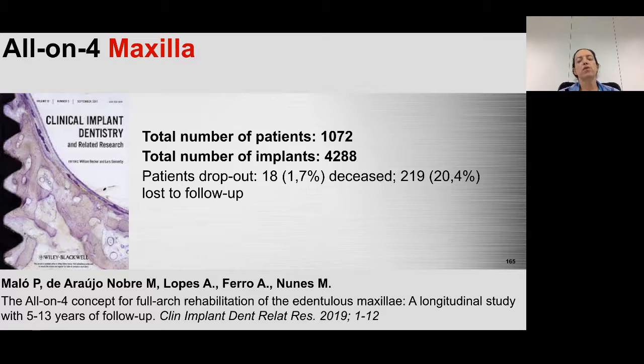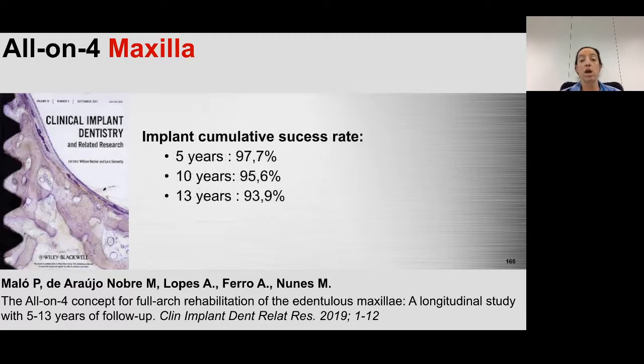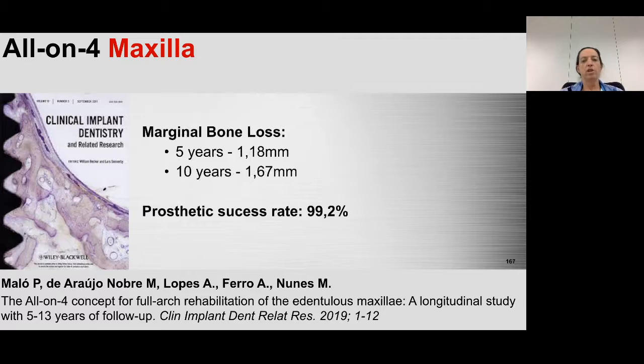We can see the cumulative success rates regarding the implants: at 5 years, 97.7%, at 10 years, 95.6%, and at 13 years, 93.9%. With the marginal bone loss at 5 years of 1.18 millimeters, at 10 years 1.67 millimeters, and with a prosthetic success rate of 99.2%.